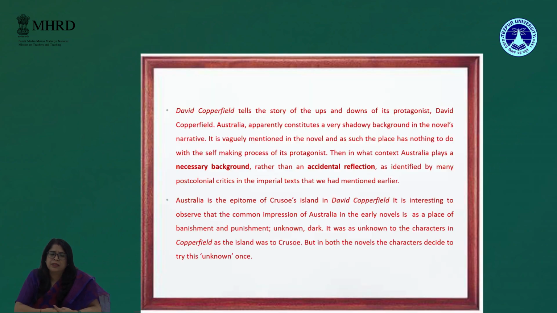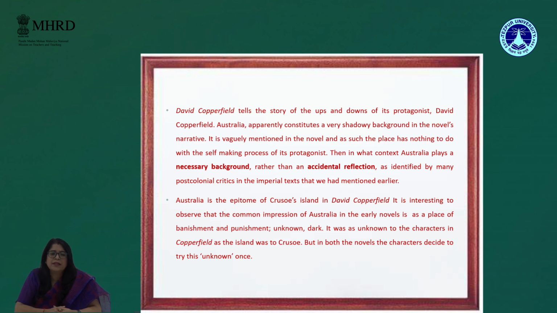Now, David Copperfield tells the story of the ups and downs of the protagonist of the same name, David Copperfield. Australia, about which I am going to talk in relation to this novel, apparently constitutes a very shadowy background in the novel's narrative. It is vaguely mentioned in the novel, and as such, the place has nothing to do with the self-making process of its protagonist. Then in what context does Australia play a necessary background, rather than an accidental reflection, as identified by many post-colonial critics in the imperial text that we had mentioned earlier?